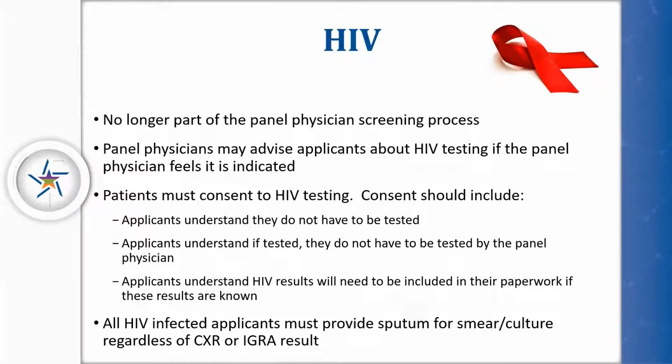But patients who receive HIV testing must consent to the HIV testing. And the consent should include documentation that they understand that they do not have to be tested. They also understand that if tested, they do not have to be tested by the panel physician. They can be tested in a facility of their choice. And they should also understand that HIV results will need to be included in their paperwork if these results are known. So all HIV infected applicants must produce sputum for smear and culture, regardless of what your chest X-ray or IGRA results show.